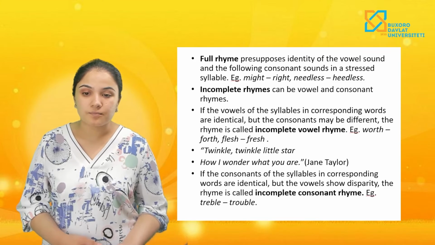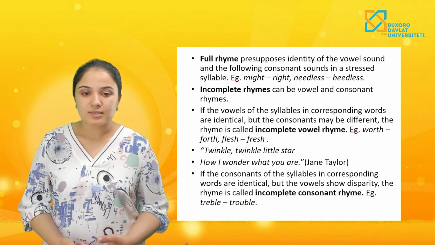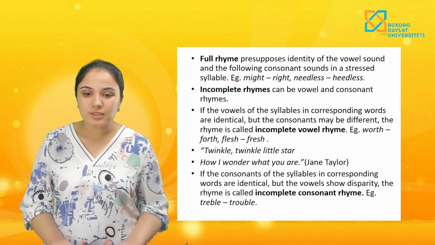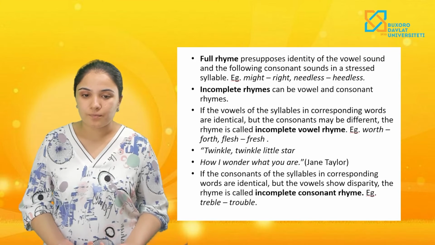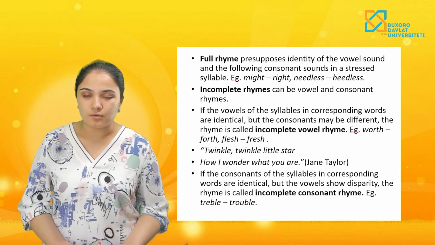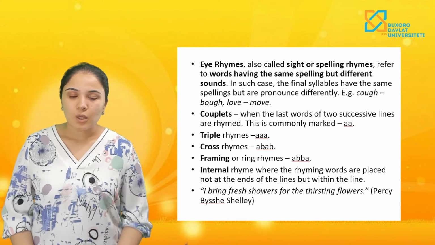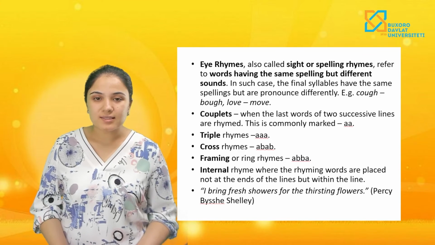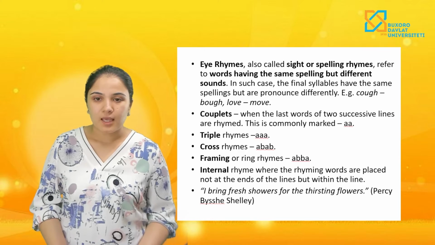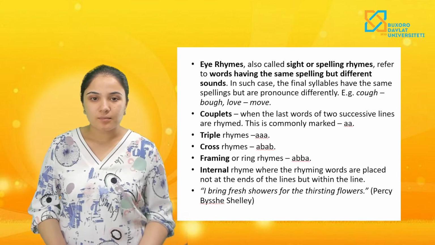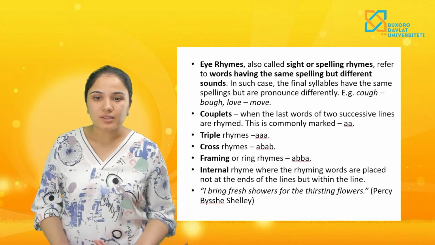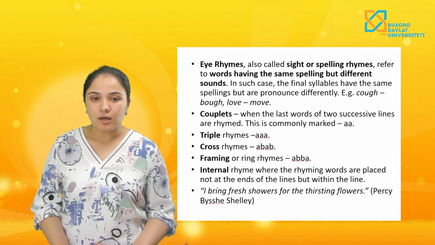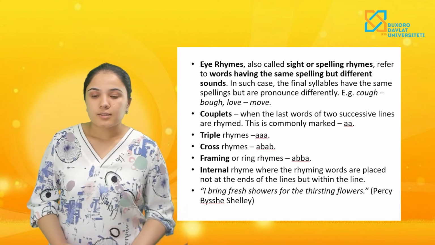Here, star and are. If the consonants of the syllables in corresponding words are identical, but the vowels show disparity, the rhyme is called incomplete consonant rhyme. For example, treble, trouble. Eye rhymes, also called sight or spelling rhymes, refer to words having the same spelling but different sounds. In such cases, the final syllables have the same spellings but are pronounced differently. Cough, plough, love, move.